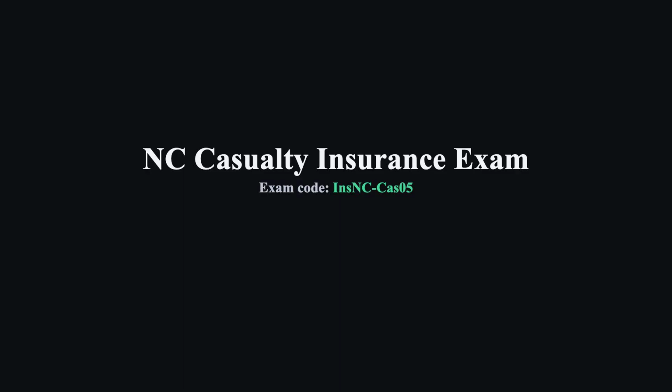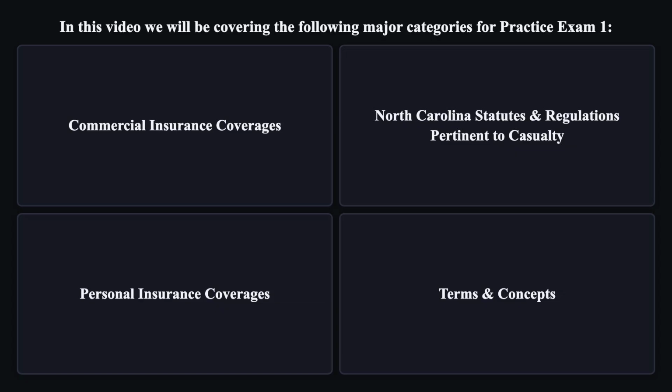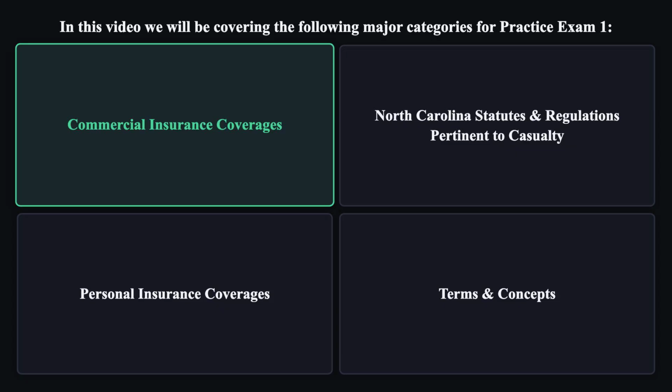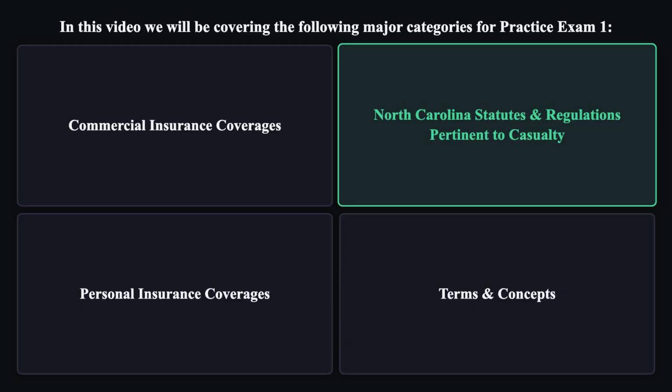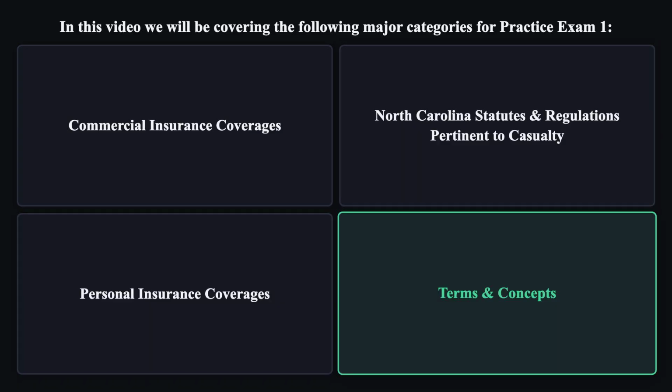NC Casualty Insurance Exam, exam code InsNC-Cas05. There are 5 practice exams in this series. This video covers Practice Exam 1. The first 20 questions are free. In this video, we will be covering the following major categories for Practice Exam 1. Commercial insurance coverages, North Carolina statutes and regulations pertinent to casualty, personal insurance coverages, terms and concepts.